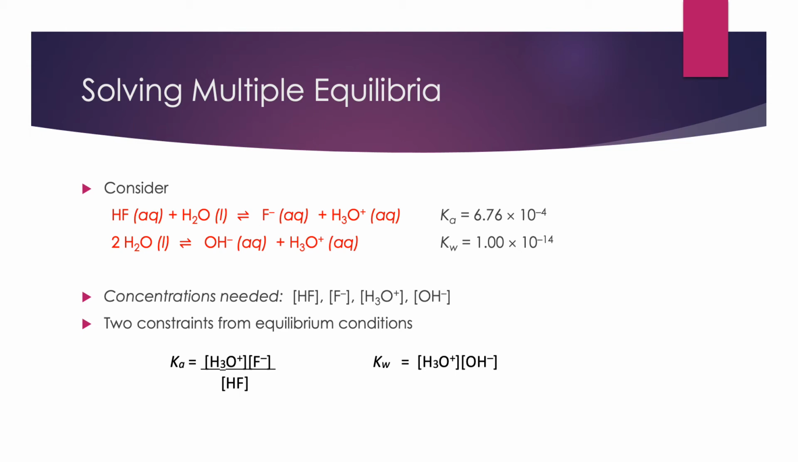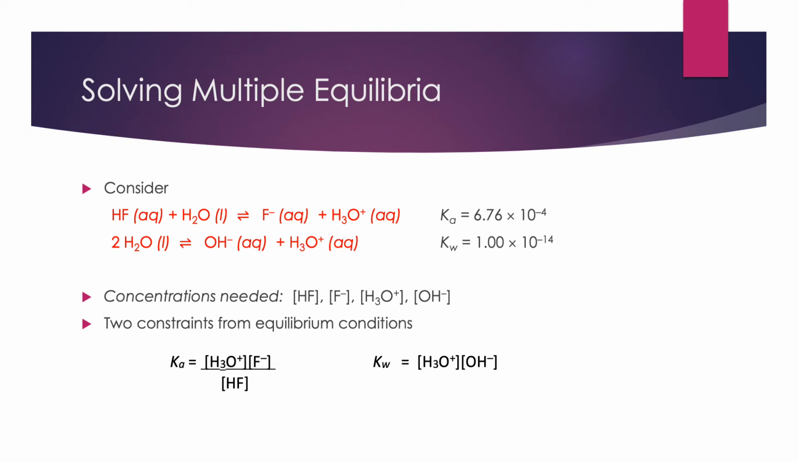What I'll point out, though, is that anytime you have a mathematical problem with four variables, you need at least four equations that relate those variables to one another in order to have a unique solution. So in this case, we have four concentrations that we need to know. We would need to have four conditions that relate those concentrations to one another.